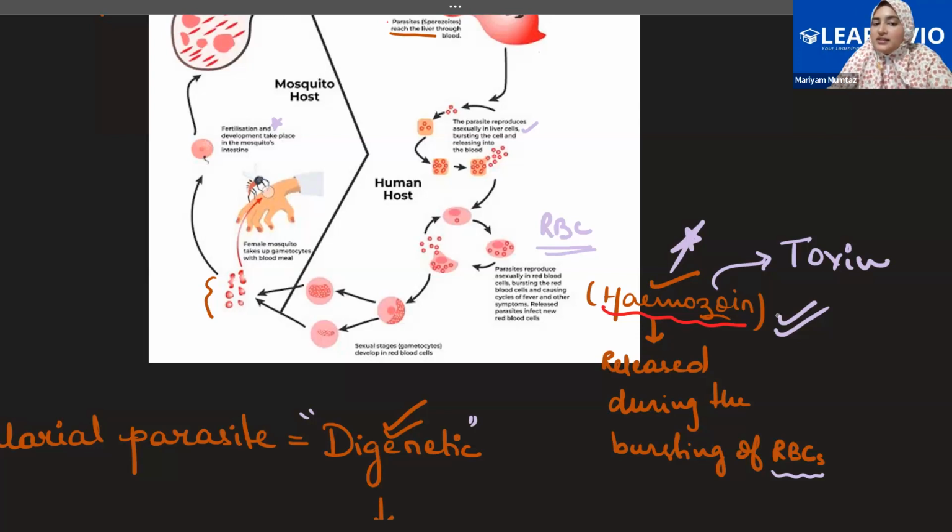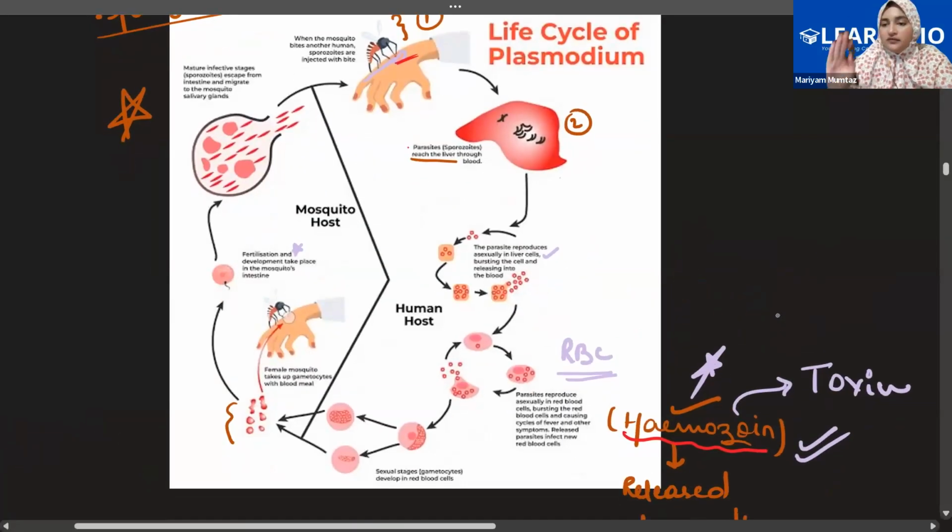Now, after the RBCs have been released, they go and attack different RBCs. And now they start performing their sexual cycle. That is the formation of gametes. Now they will move on to the sexual reproduction part. So inside the red blood cell, they would develop the gametes. Any doubts up until now? This part of the life cycle of Plasmodium is clear to you all?